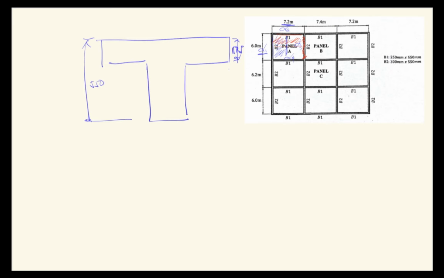Okay. Now computing for X. It's either of the two values which is lesser: 550 minus 175, which is 375 mm, or 4 times the thickness of the slab. So the value of X would be the lesser of this, 375 mm.